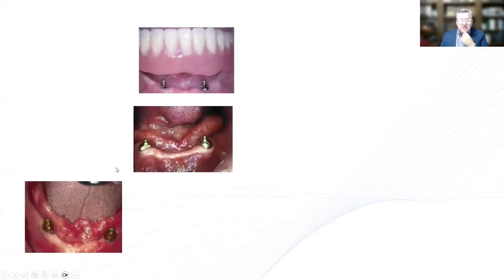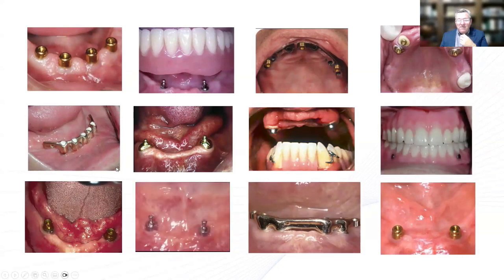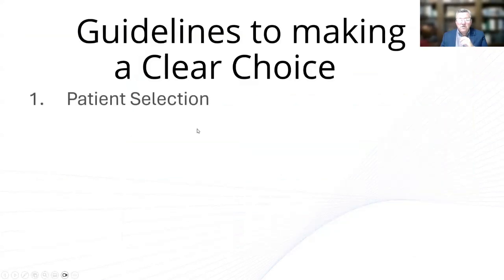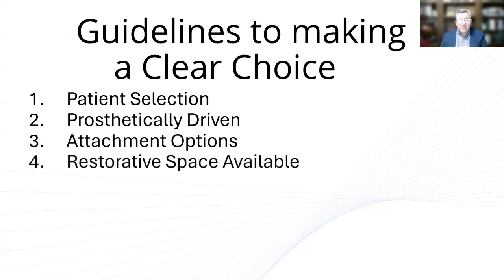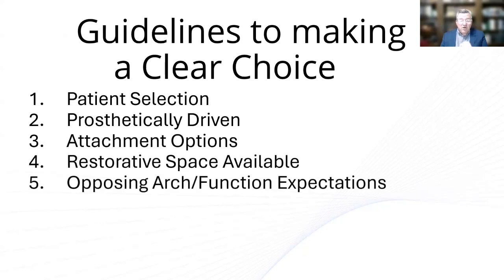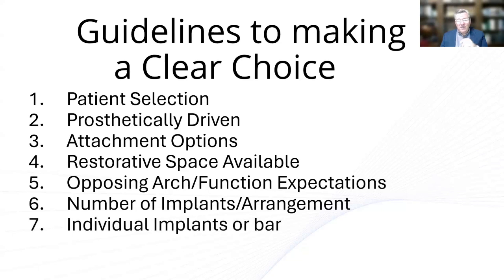But you have all these different options for overdentures, most of which include implants. You have Hader bars, bars on implants, individual locators. These all include implants. So it's important that we choose the right system for our overdenture. That includes the correct patient selection, making sure, again, that it's prosthetically driven, understanding our attachment options, the restorative space available, what the opposing arch is, and the number of implants and their arrangement. And finally, does this remind you of anything we've been talking about? All these principles still apply from the regular implant principles.